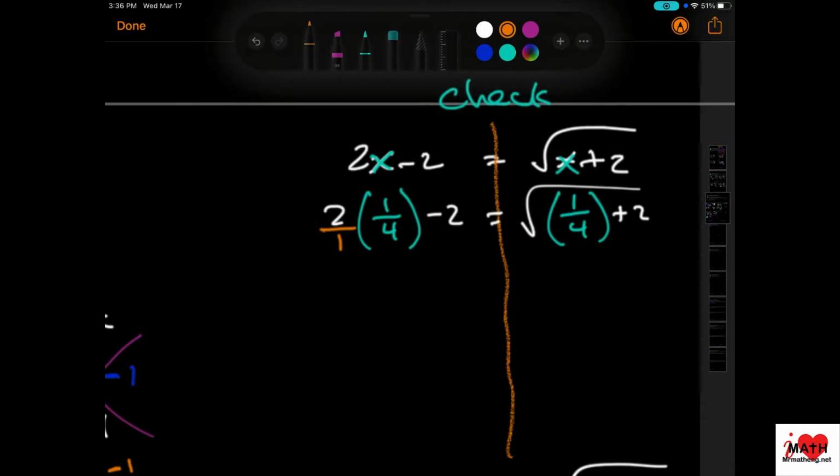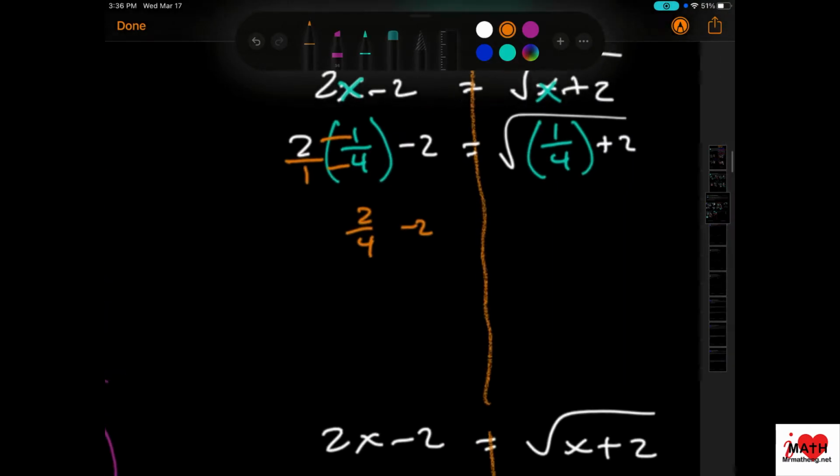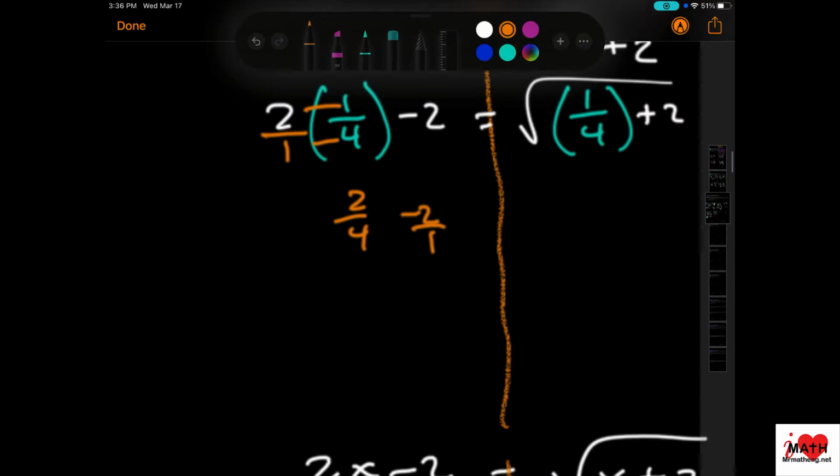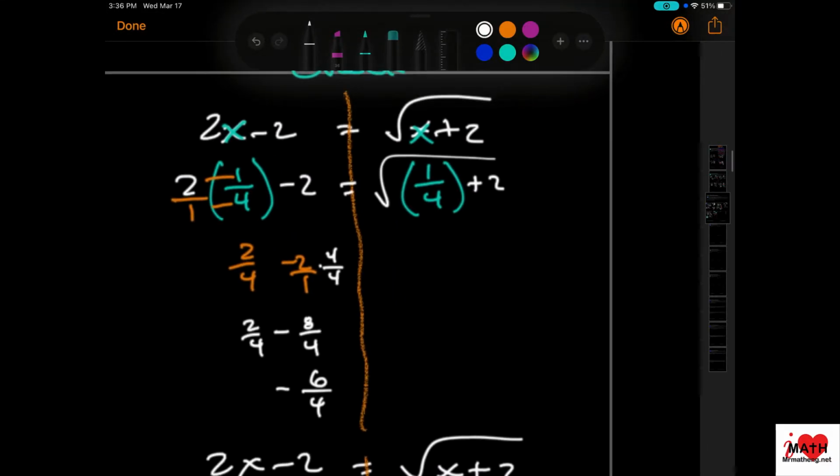You can do, let's just leave it as multiply across. You get 2/4 minus 2. And I get this 1 over 1. I want to subtract fractions, so the denominators or bottom of the fraction has to be the same. So 4 over 4. So this will give me 2 over 4 minus 8 over 4, and that'll give me negative 6/4. You don't have to reduce it. Let's see what happens over here.